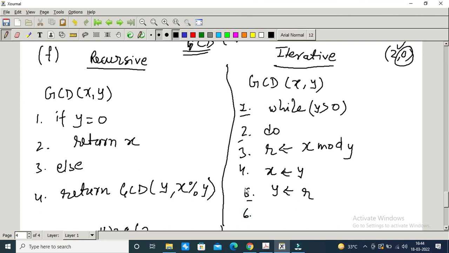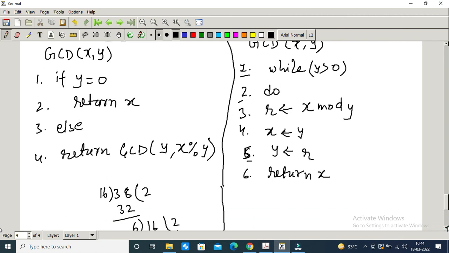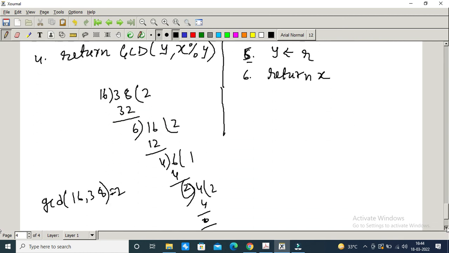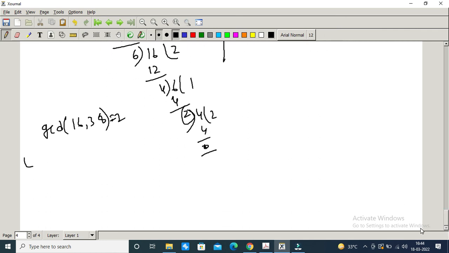and in the next step you will return x. Okay, so to simplify this, I have already given an example for this, so you can also verify with this and you can learn it from it. So now this question is over, right?